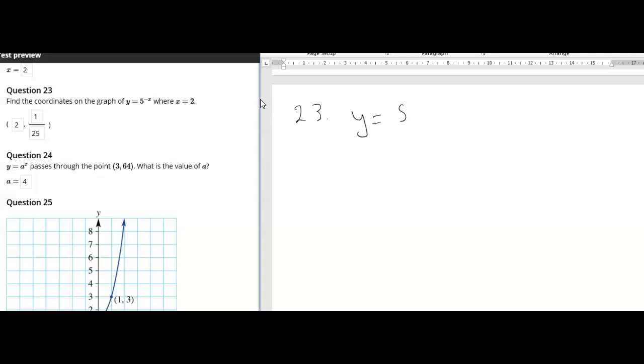So y equals 5 to the power of negative x. And we want to find the coordinates when x is equal to 2. Now, this is very similar to a linear equation. What we would do if we wanted to find the y coordinate, we just substitute in x equals 2. So what we do is we have y equals 5 to the power of negative 2. Okay, so the negative sign's already there. We're just inserting the 2 instead of having the x.